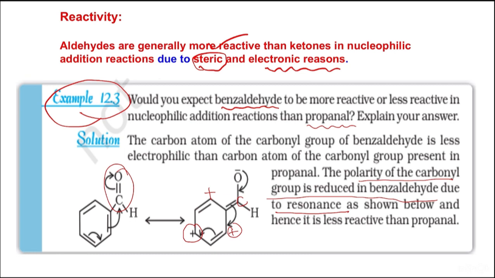So, if they ask you such a question, they may ask it for 1 mark or maximum 2 marks. Then you have to answer it like this, as I am explaining: the carbonyl group of benzaldehyde is less electrophilic. That means this carbon is not able to attract the nucleophile as compared to the carbon of the carbonyl group of propanol, because the polarity of the carbonyl group is reduced in benzaldehyde and the positive charges are on the carbons of benzene instead of this carbon. So, it becomes less reactive, right.